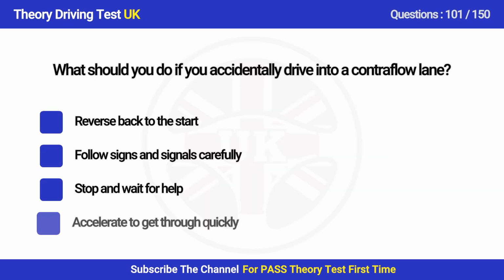Question 101. What should you do if you accidentally drive into a contraflow lane? A. Reverse back to the start. B. Follow signs and signals carefully. C. Stop and wait for help. D. Accelerate to get through quickly.